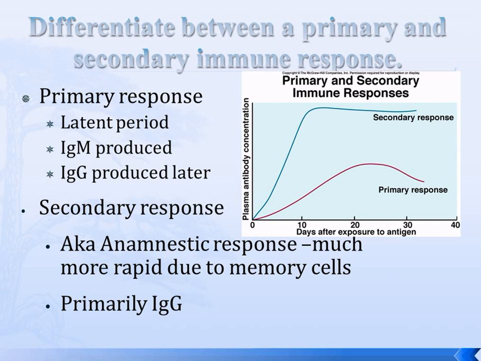So here's what happens in your initial response, this red, burning line. I get exposed to whatever this invader is, and I slowly start responding. Look at my response. Look how long it takes for me to start making IgGs or IgMs as a response. Up to 10 days, and I barely have a response. So I'm getting sick all during this time. I get this slow wait period where this bacteria is replicated.